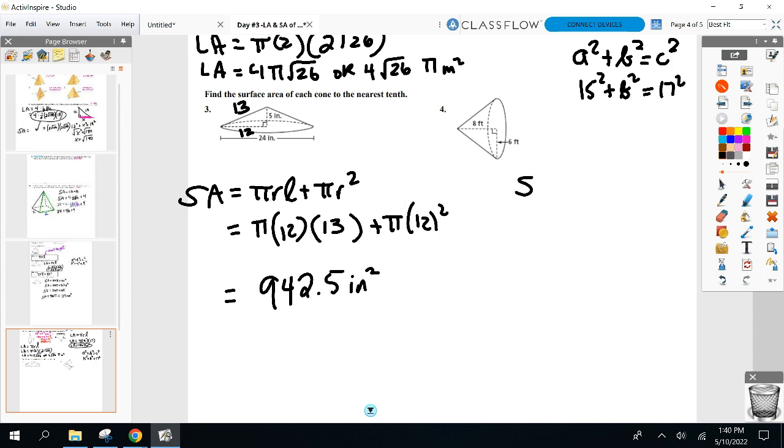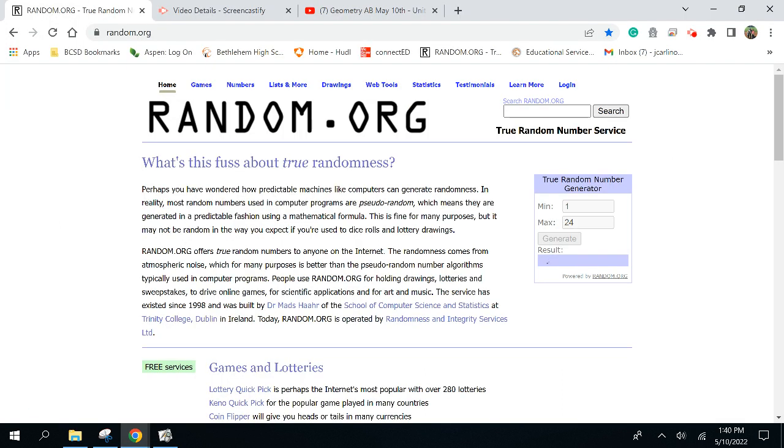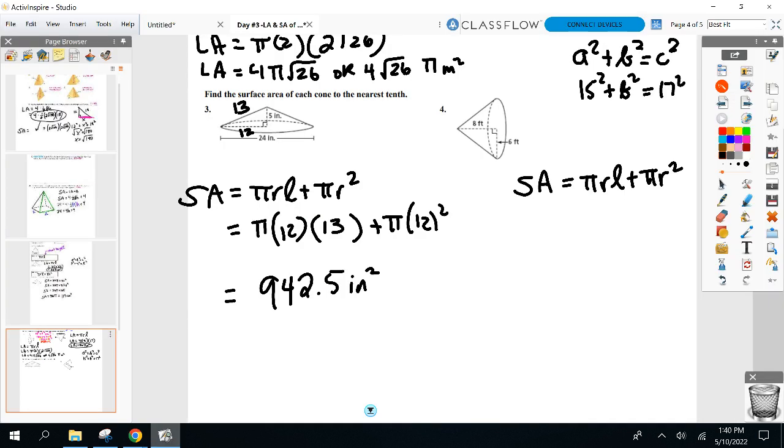And then one more here. 19. How about the radius? 6. Did I give you the slant height? No. Nope, we're going to need to find that. Plus pi 6 squared.